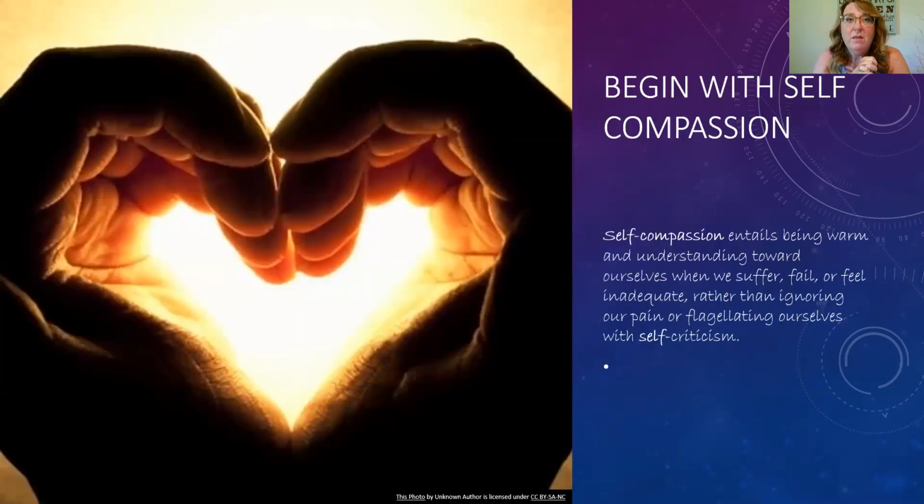This begins with a practice called self-compassion. Self-compassion is truly just understanding the need to be warm towards ourselves. When we feel suffering, when we fail, when we feel inadequate, rather than ignoring the pain and pushing it away, identifying with it as ugly, feeling inept and self-criticizing, we say, I'm suffering, I'm feeling it, and it's okay. I'm human, I'm doing my best, I am enough.